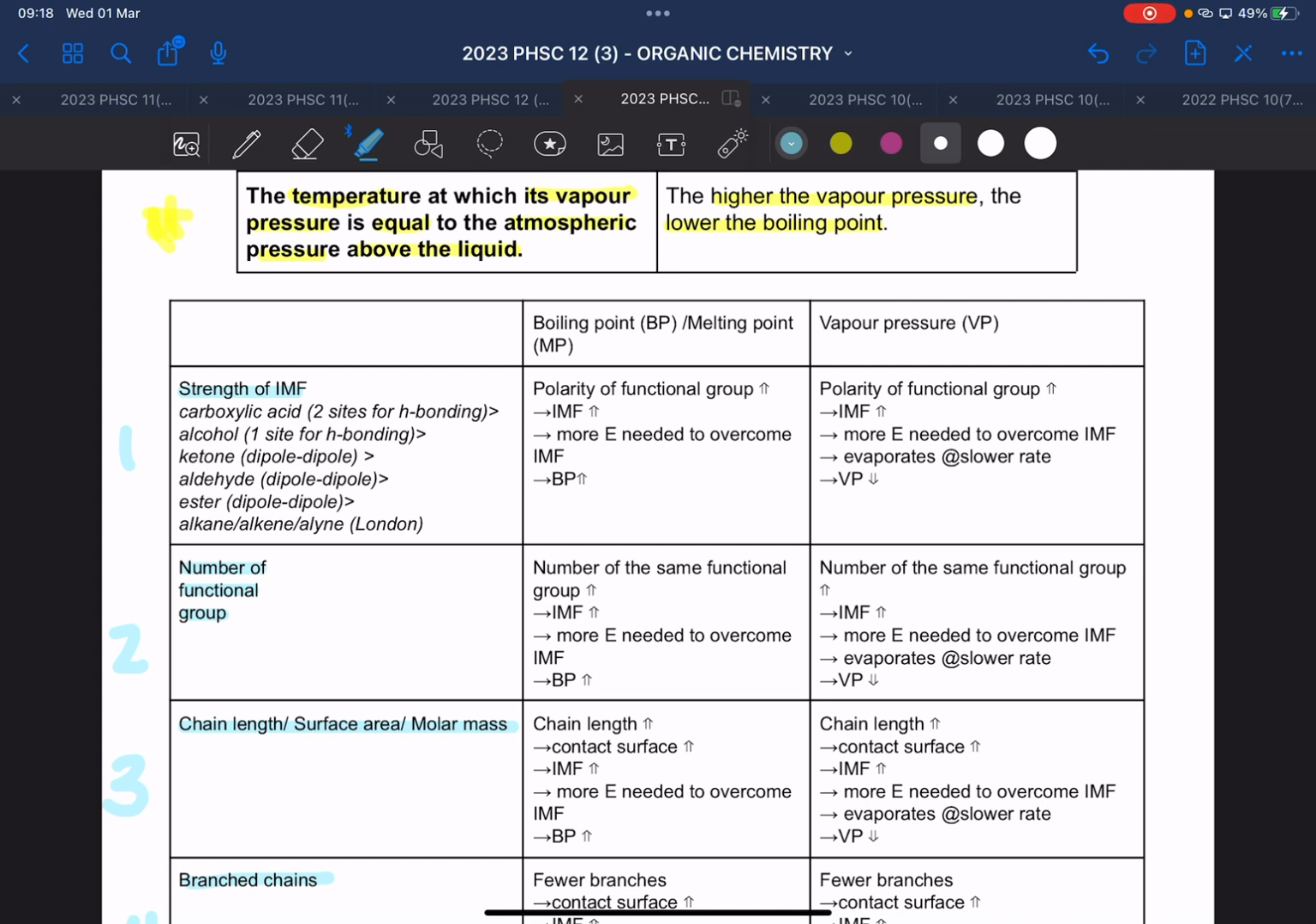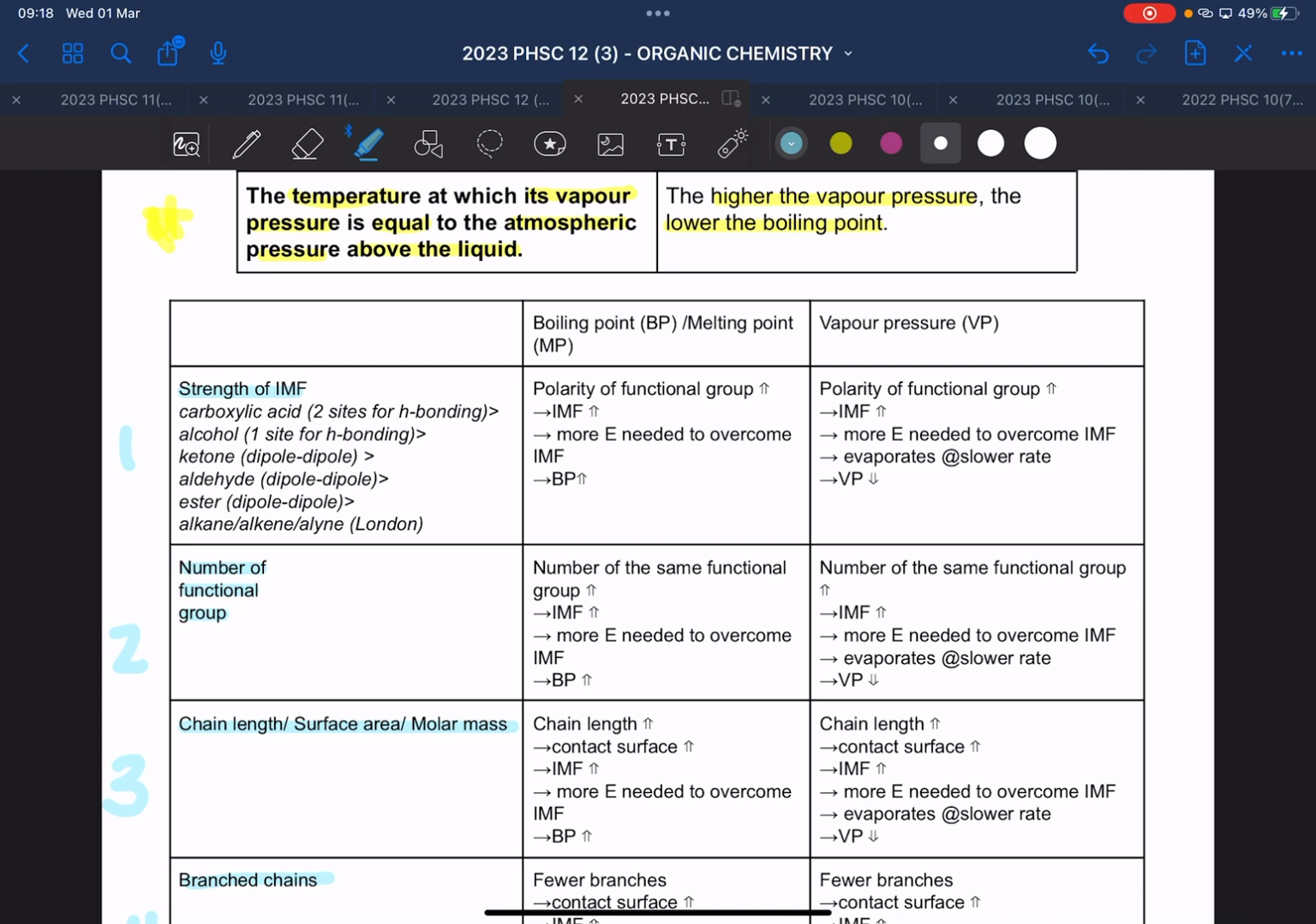Okay, so here I did the summary for you, and I also did it for the vapor pressure. I just want to look at the vapor pressure because it's a bit more difficult. Again, let's say we're going to compare ethanoic acid with ethanol, so carboxylic acid with alcohol. Between the two, ethanoic acid has 2 sites for hydrogen bonding, alcohol has 1. Ethanoic acid has a stronger intermolecular force. Thus, more energy will be needed to overcome the intermolecular forces, and then an extra sentence.